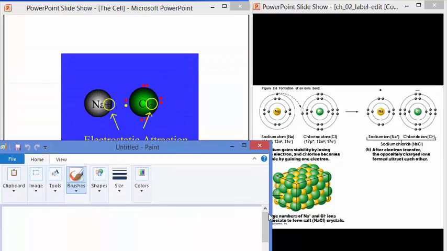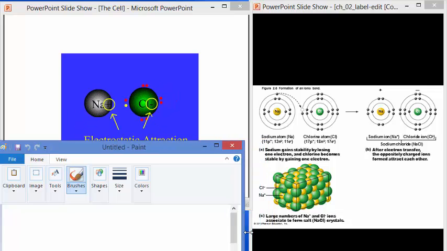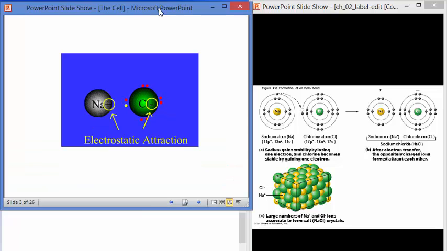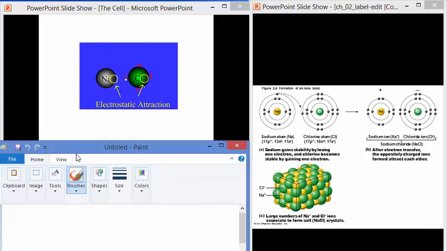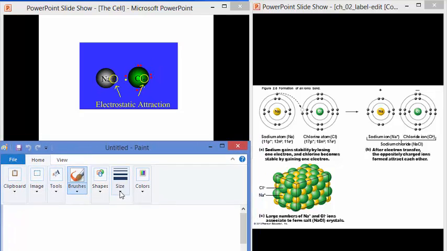Does anybody remember how many electrons the first shell can hold? The first shell can hold 2. The second shell can hold 8. Third can hold 8. Yeah, so that's the usual orientation of the number of valence shells.